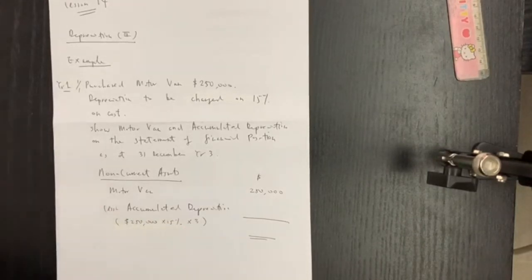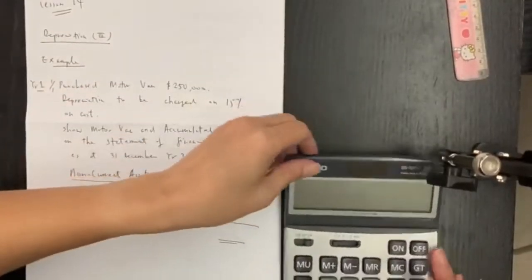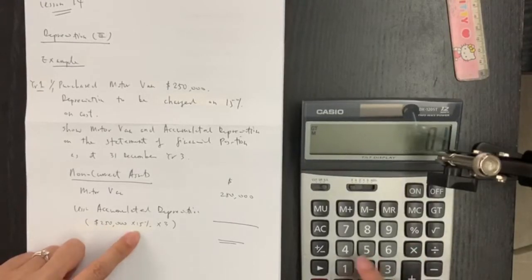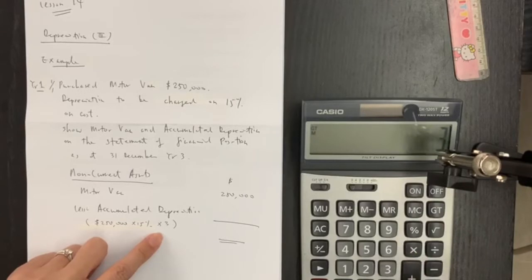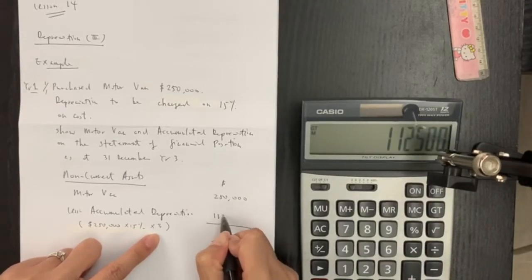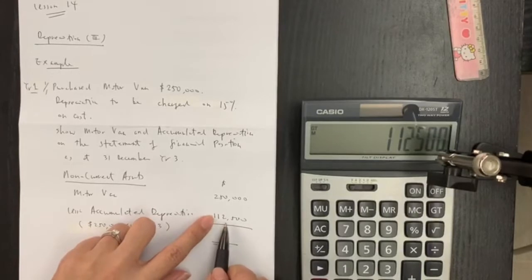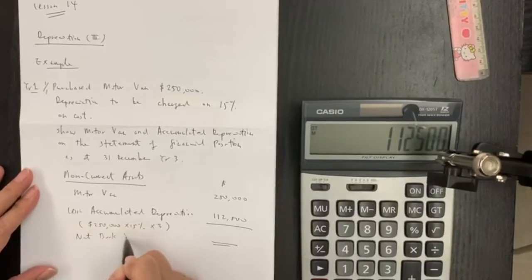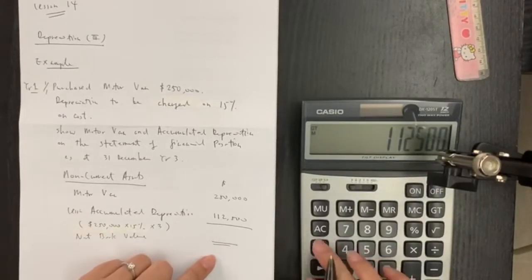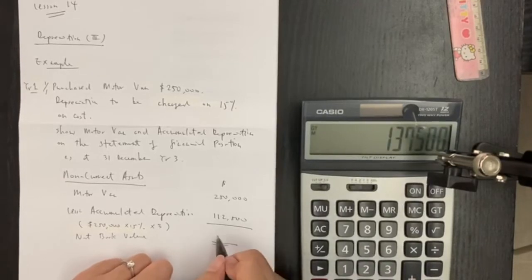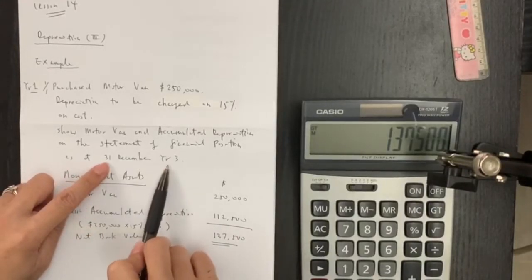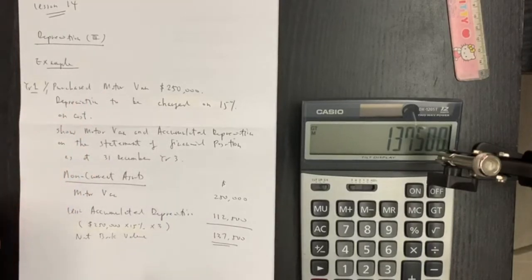So this is how we calculate accumulated depreciation using the straight line method. I use my calculator here to get accumulated depreciation, which is 250,000 times 0.15, and then for 3 years, so times 3. Therefore, we have accumulated depreciation of 112,500. And then we can get the net book value, which is 137,500. So this will be the net book value after we have used the motor van for 3 years.